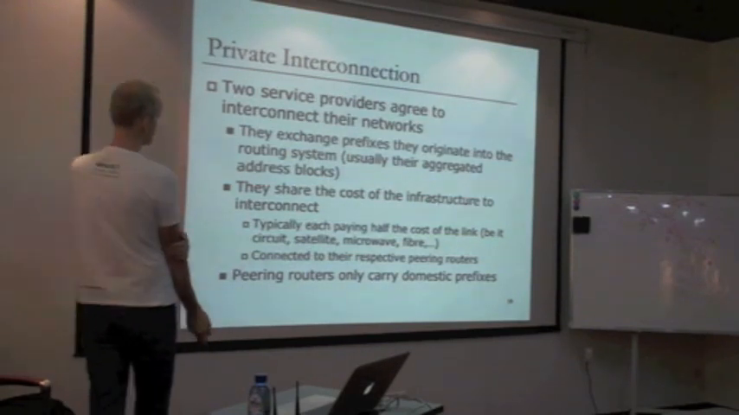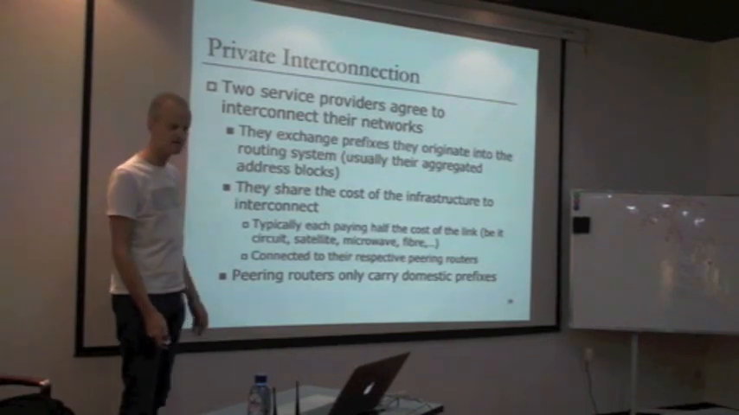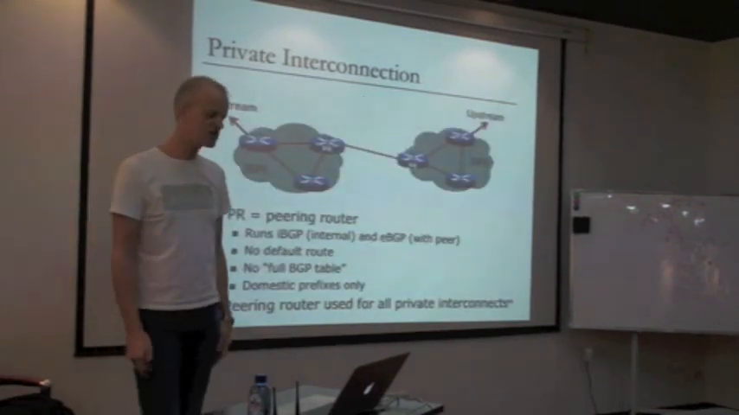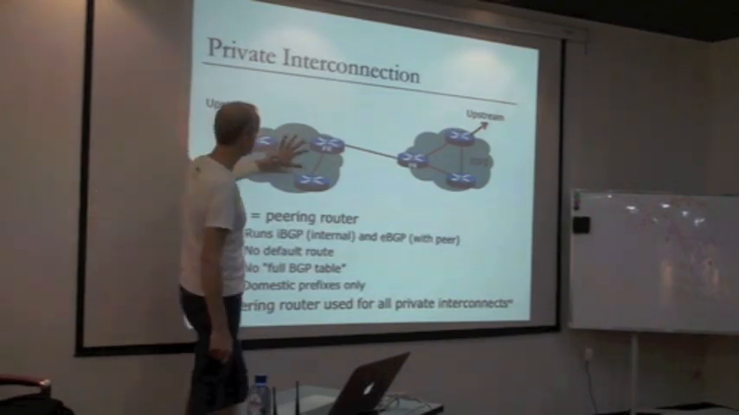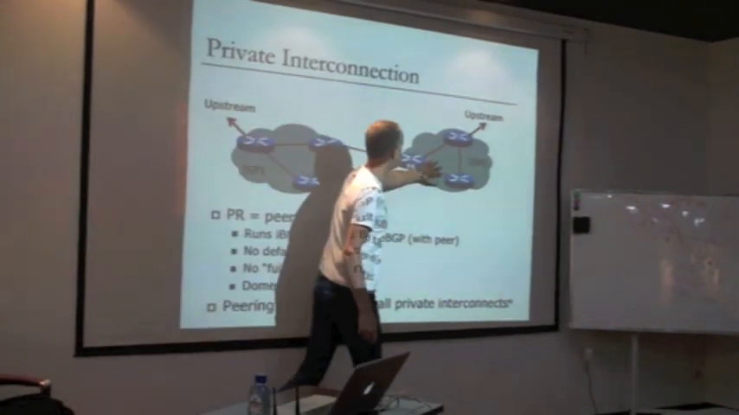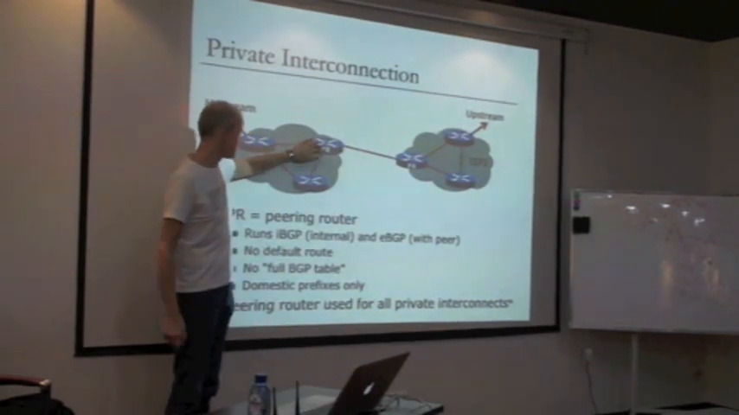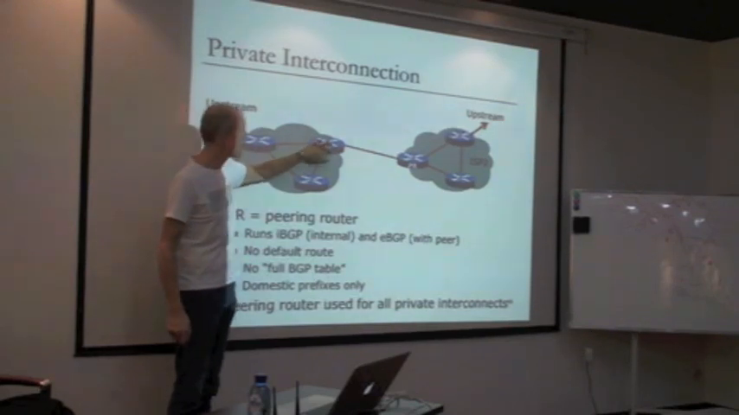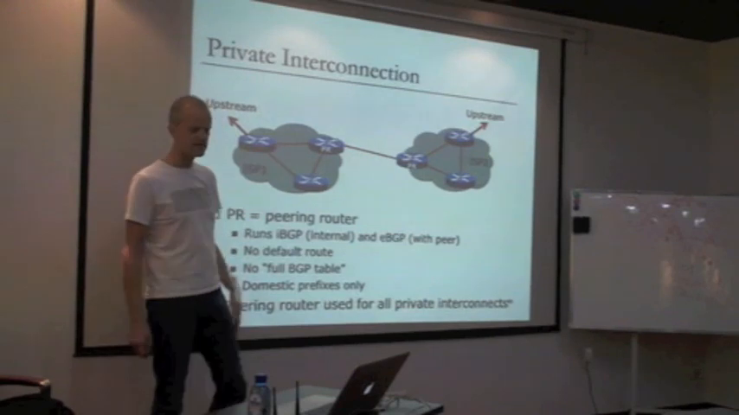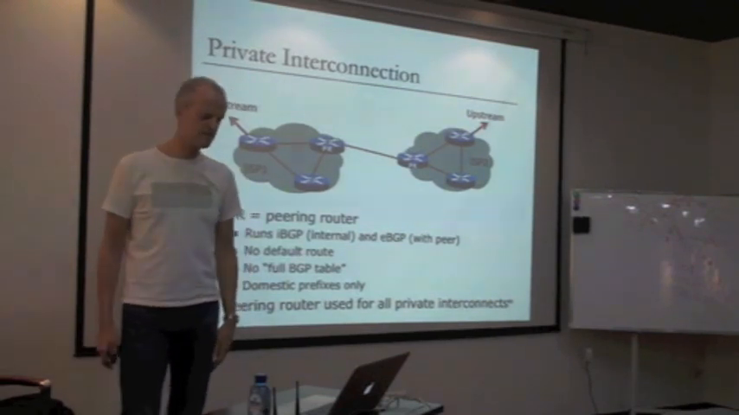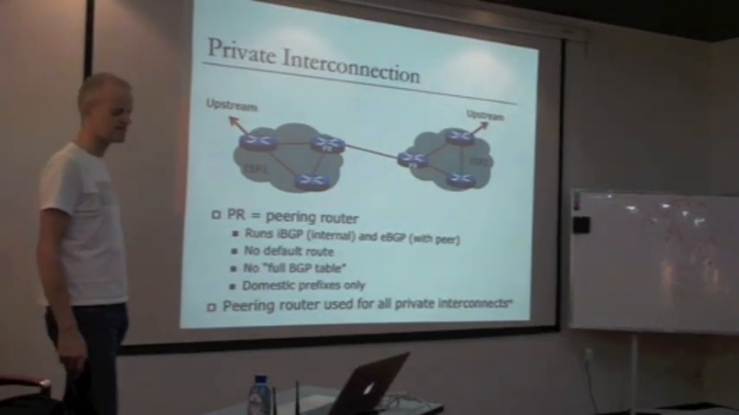So private interconnection: two ISPs agree to interconnect their networks. We've covered this. The private interconnection can look like that. You've got your peering routers. We run IBGP here, we run IBGP there. This peering router has no default route, doesn't have the full BGP table, it's only got the domestic prefixes inside the ASs. And this peering router is used for all private interconnects.